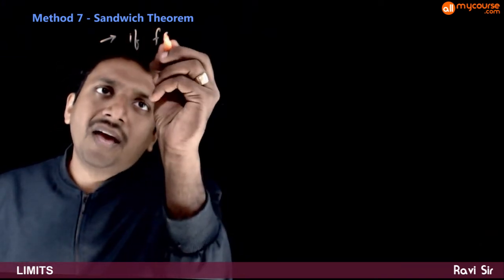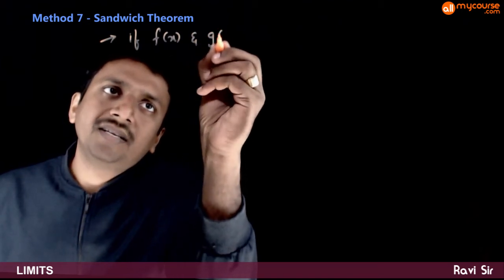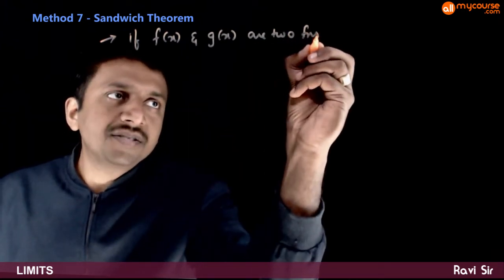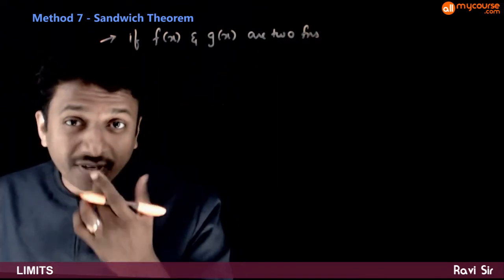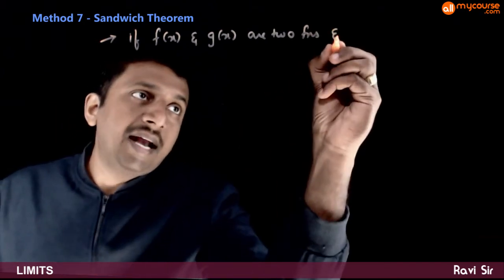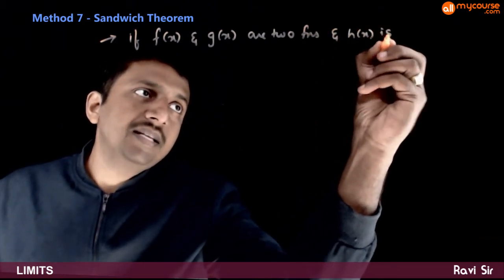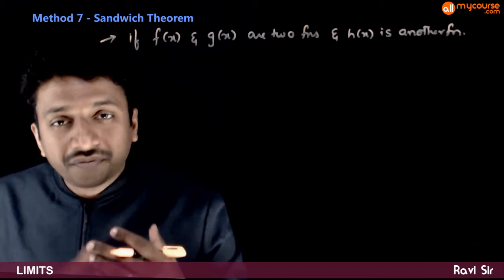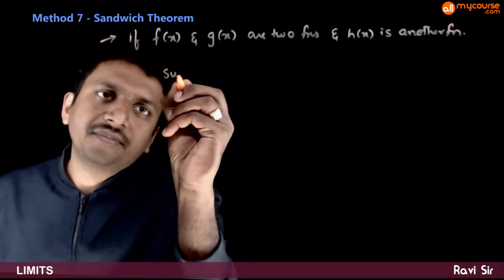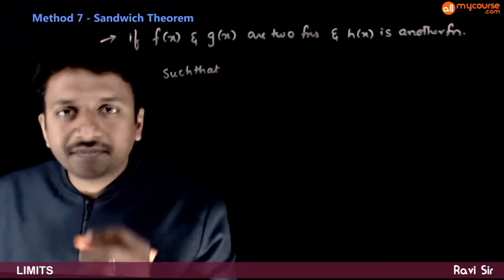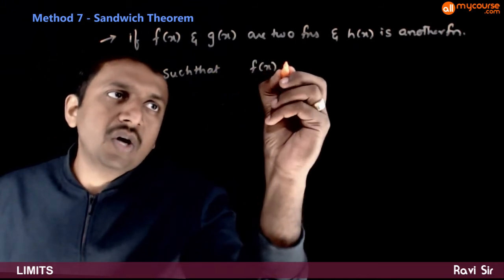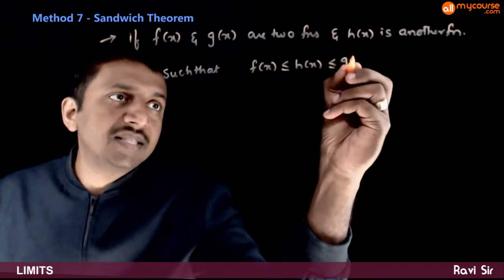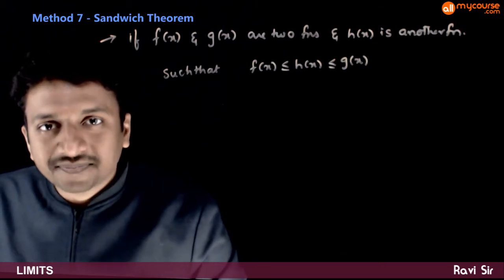If f of x and g of x are two functions, and h of x is another function, that is, you have a total of three functions, such that f of x is always less than or equal to h of x is always less than or equal to g of x.